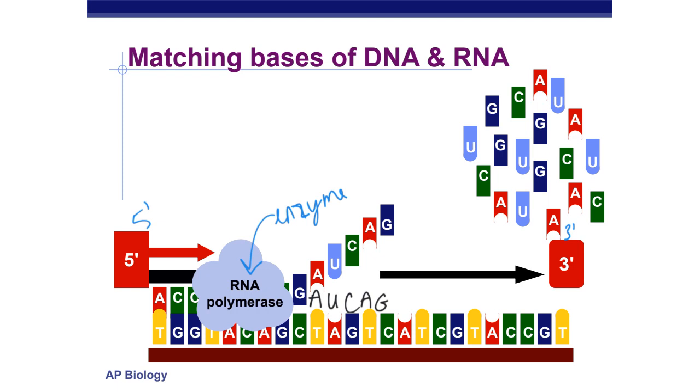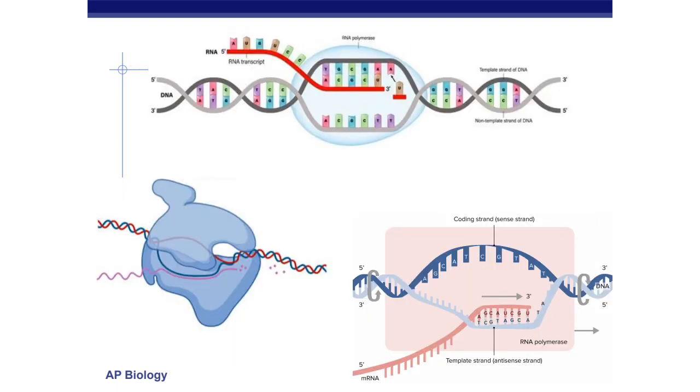Okay, so hopefully you gave it a try on your own. So the A would go with a U, T with an A, C to G, G to C, T to A, never to U. A to U, C to G, C to G, G to C, T to A. That's what the rest of your strand should have looked like.